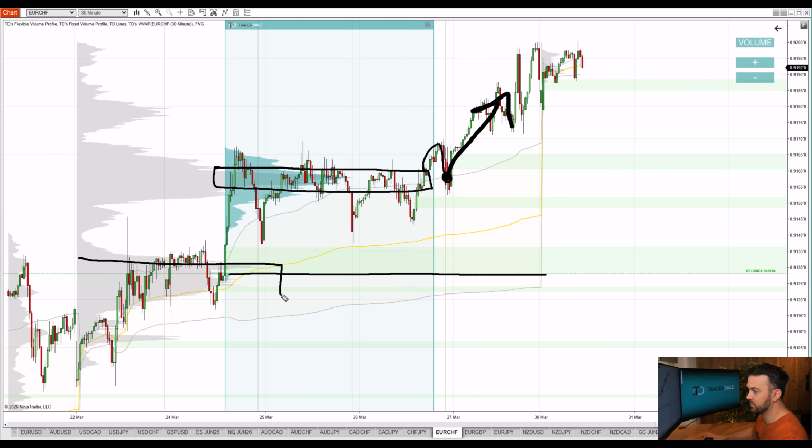But the second heavy volume zone, this one, the second biggest one, hasn't been tested. Okay, there wasn't a pullback like this one. So that's why I think it's still a good level to trade from.